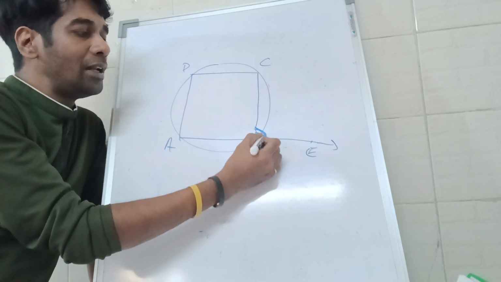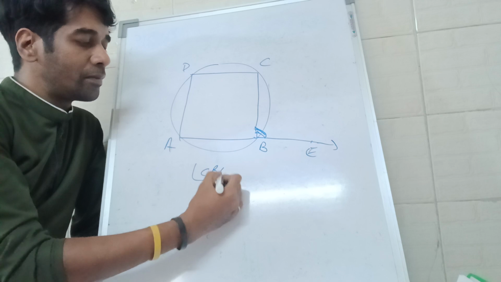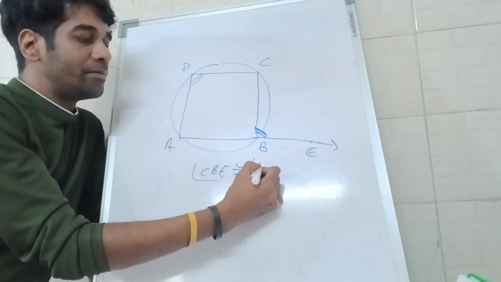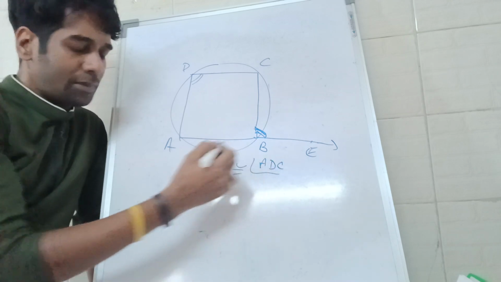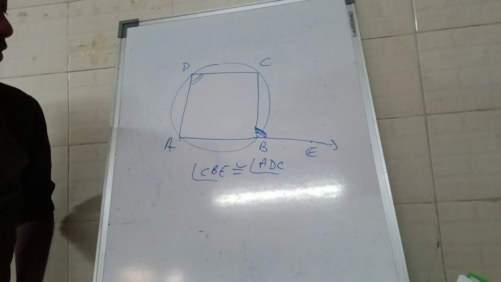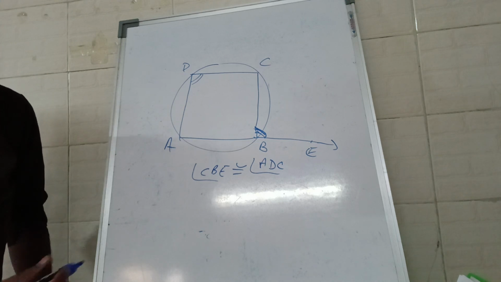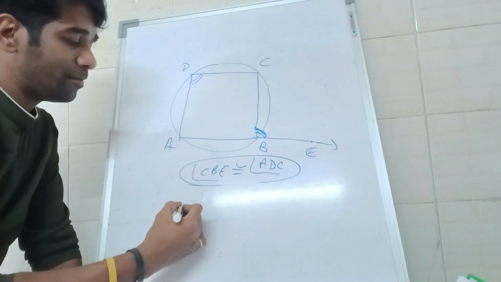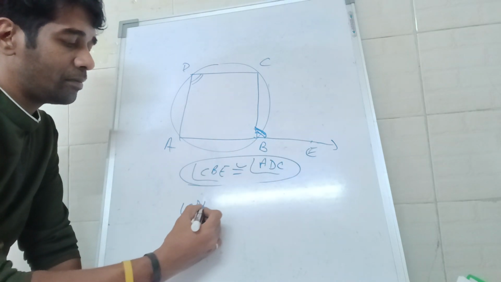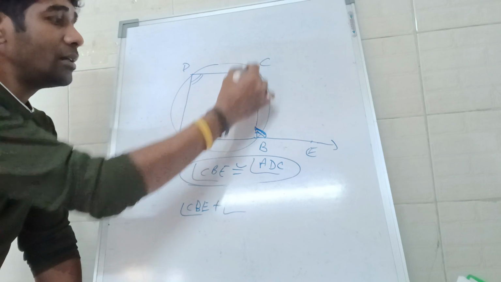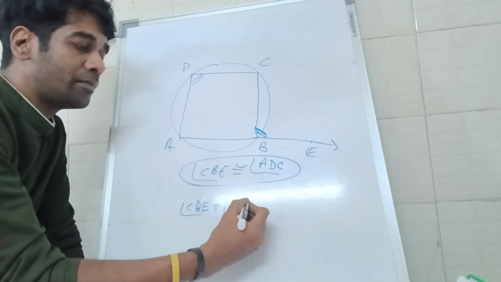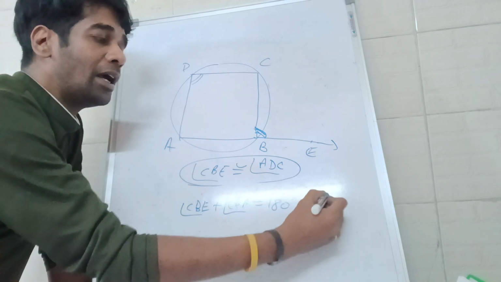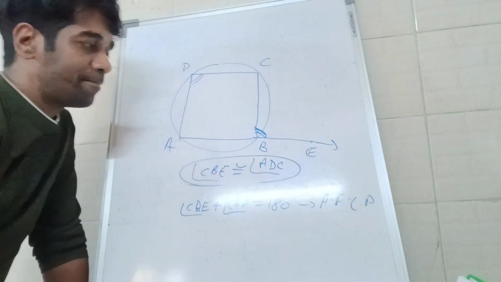I have to prove angle CBE is congruent to angle ADC. I'll give you the explanation over here. Very first thing, this is to be proved. Angle CBE plus angle CBA is equal to 180 degrees. The reason is angles forming a linear pair.